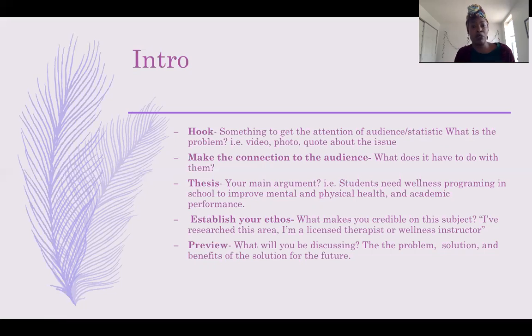And then you establish your ethos. So if I'm furthering that example using the ethos, I would say, I've researched this area, or I'm a licensed therapist or wellness instructor. So I know what I'm talking about. I know the benefits of wellness, right? And how they impact students because I've studied this, right? Okay, and then your preview. In your preview, you're just going to let them know, in this speech, I will be discussing the issue, the solution, and the benefits of that solution, all right?